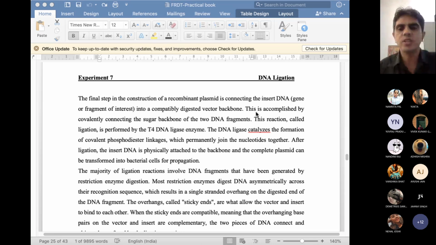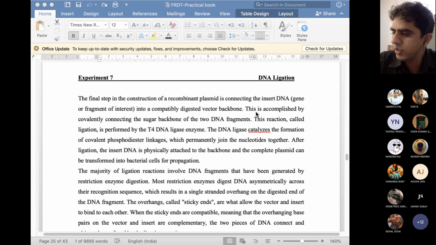So now when you have the vector and the insert, the next job is going to be ligation. You have to ligate those things. You have to load your insert over your vector. So this is the aim, and that's why we are moving step by step. Once you go with the ligation, the next aim is going to be transformation.